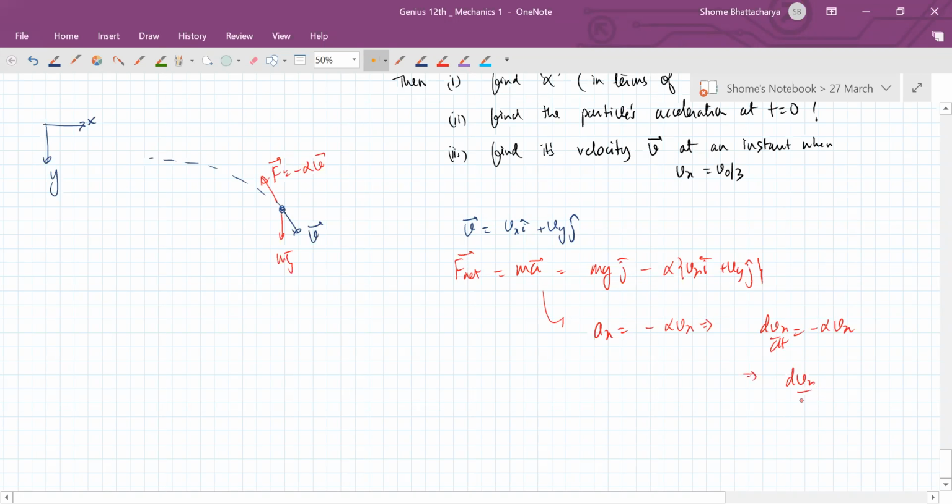So this is a very standard operation, that exponential function that we get. We integrate from V naught to some value Vx, and time 0 to t. So solving this, you know what to do. You'll get the standard value that Vx is equal to V naught e raised to the power minus alpha by m t.